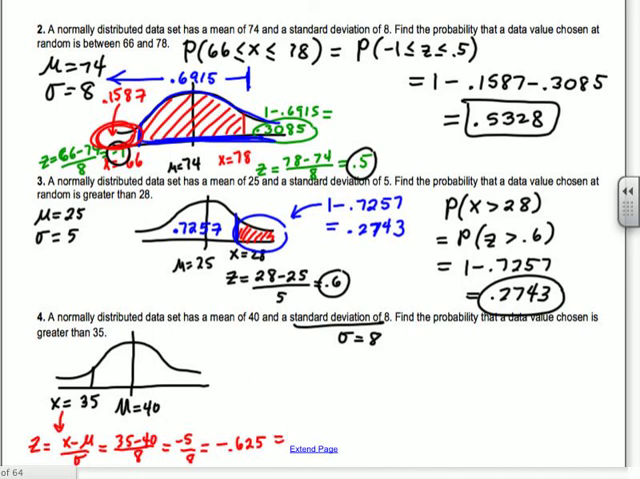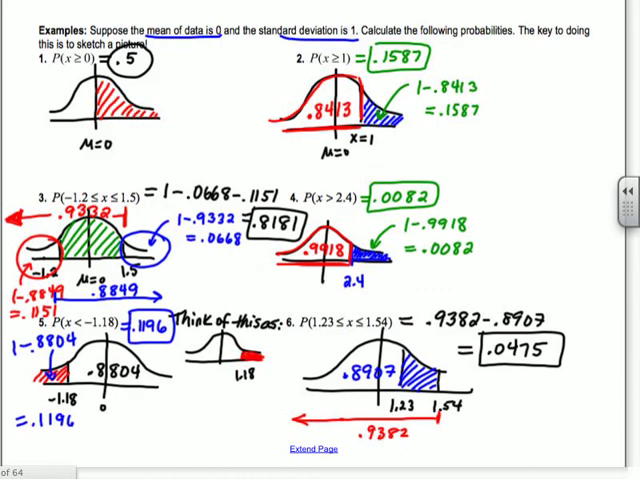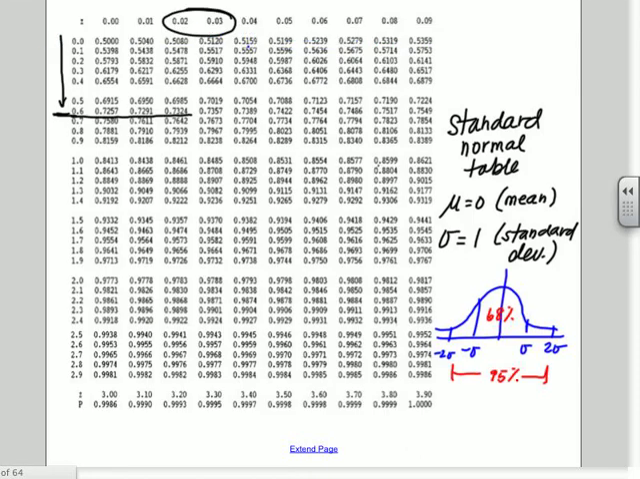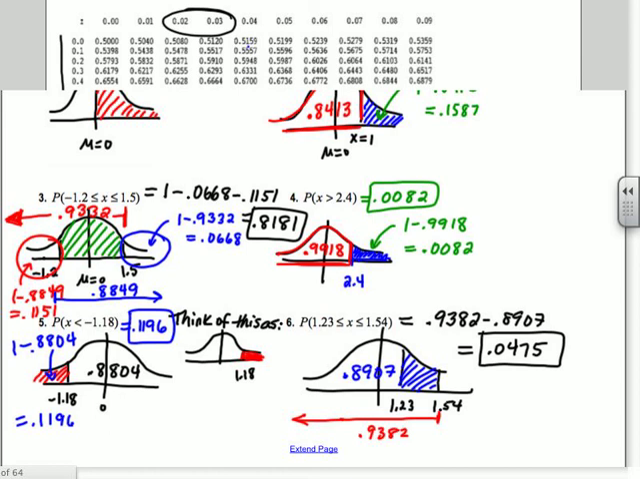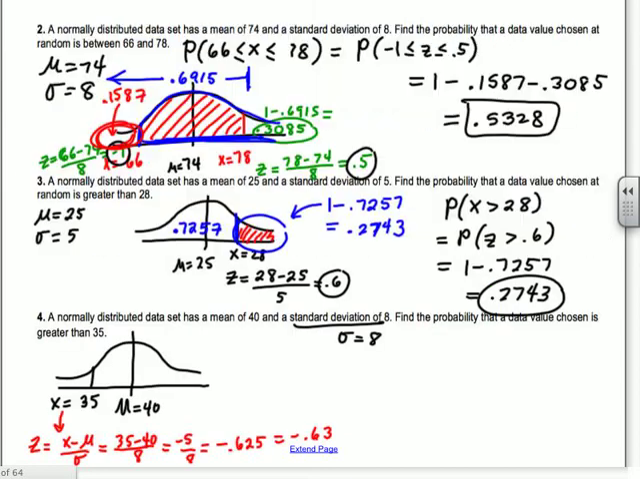So I'm going to have negative 0.63. That's my z-score. So when I look on my chart, I'm going to look at the 0.63. So that's this value, 0.7357. So I put that in, 0.7357.